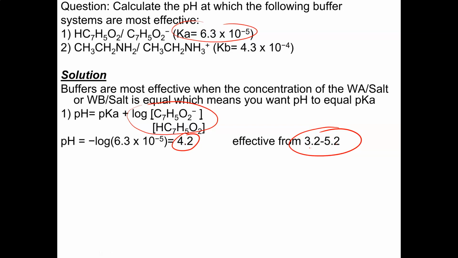So if they ask you which of these buffers is best if you want to maintain a pH of 5, you would pick this. Which one's best if you want to maintain a pH of 3.6? This. What if you want to maintain a pH of 12? Not this, because it's not going to work. It only works between 3.2 and 5.2.